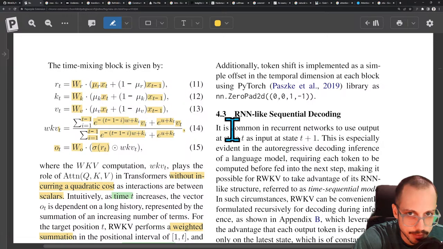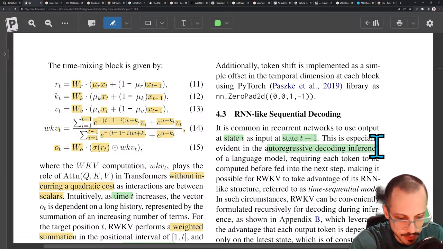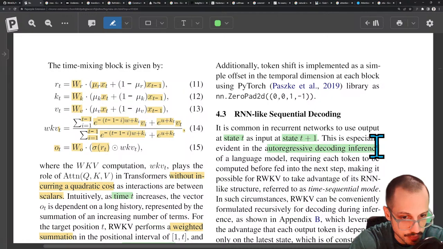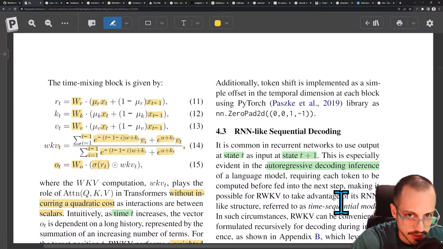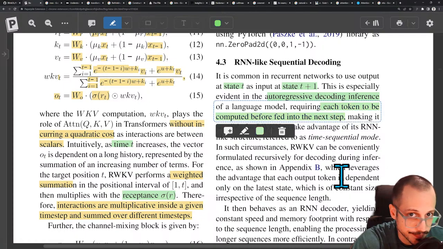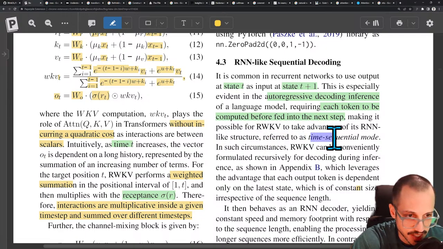RNN-like sequential decoding. It is common in recurrent networks to use output at state t as input at state t minus 1. This is especially evident in the autoregressive decoding inference of a language model. Yeah, and transformers have to do this as well, unfortunately. When you train transformers, you can do it in parallel. But when you're doing inference, ChatGPT needs to know what the previous word was that it told you before it can calculate the next word, right? This autoregressive problem where each token has to be computed before it's fed into the next step. This makes it possible for RWKV to take advantage of its RNN-like structure, referred to as a time sequential mode. In such circumstances, RWKV can be conveniently formulated recursively for decoding during inference.